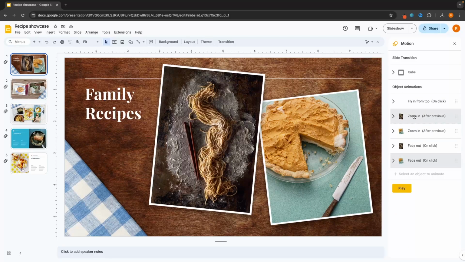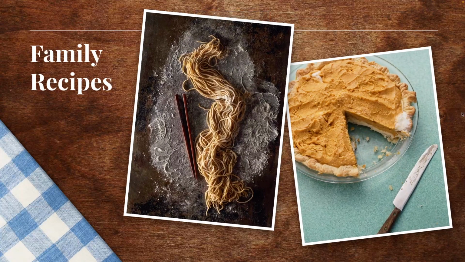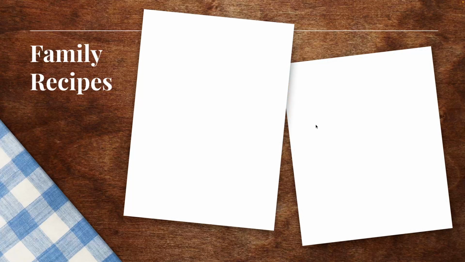So now I have both in and out animations for these images, and I will show you how this is going to look. So we have the standard presentation that brings them in, and then once they are in, because of the out settings that we set up, they are now going to fade out as well. So that is how you can add animations to your Google Slides.